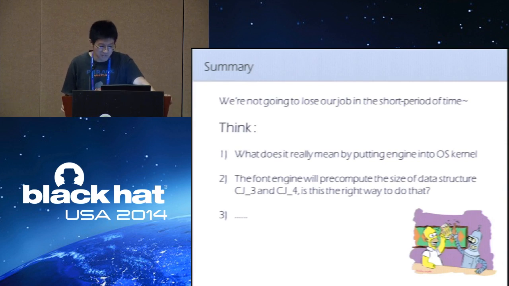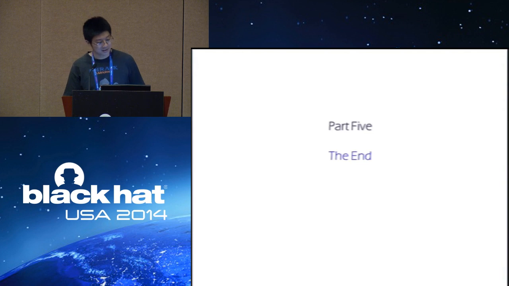For example, what does it really mean to put the engine into the kernel? Or, as I mentioned before, the kernel engine precomputes the size of these structures, CG3 and CG4. Is this the right way to do that? Because we read data from user mode controllable memory directly, it's worth thinking about, and so on. Many things to worry about. The end.